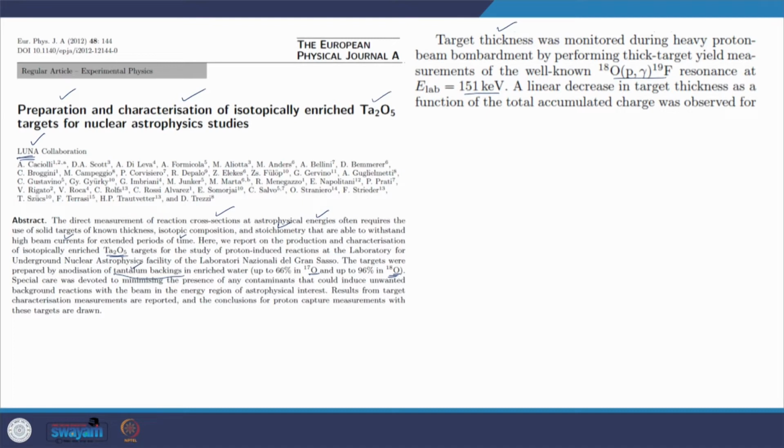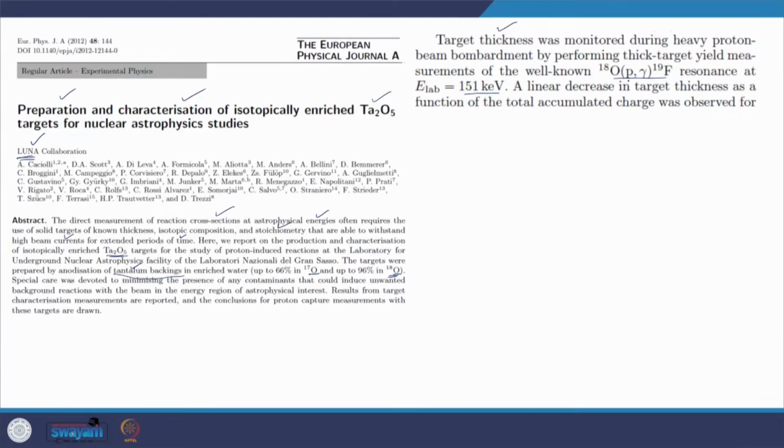During the course of the experiment, you have to ensure whether the thickness of the target is changing or not. What will happen if the target thickness changes? Of course, there is a huge change in the yield, and after some time it can evaporate as well. So, in a nuclear reaction, it is important to monitor the thickness using various methods, and here they have adopted a method, that is thick target yield measurements, and there is a well known resonance at a laboratory energy of 151 keV.